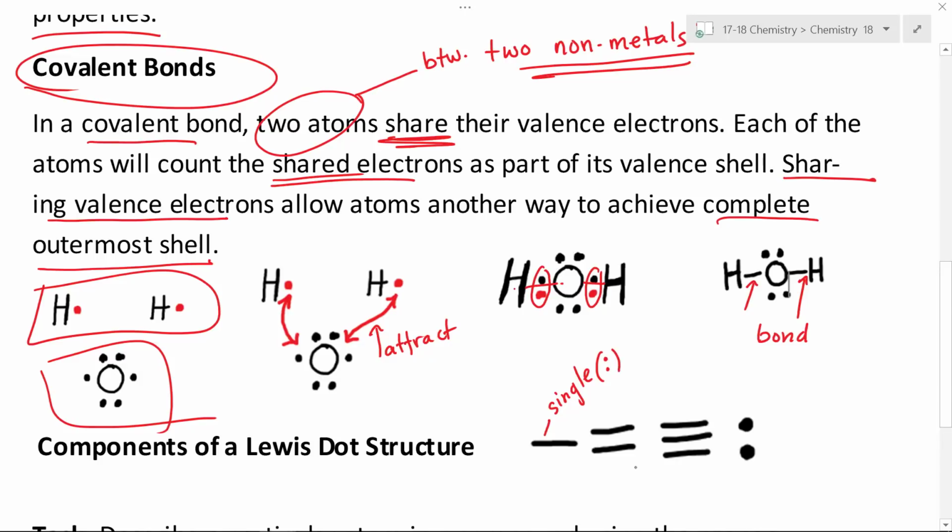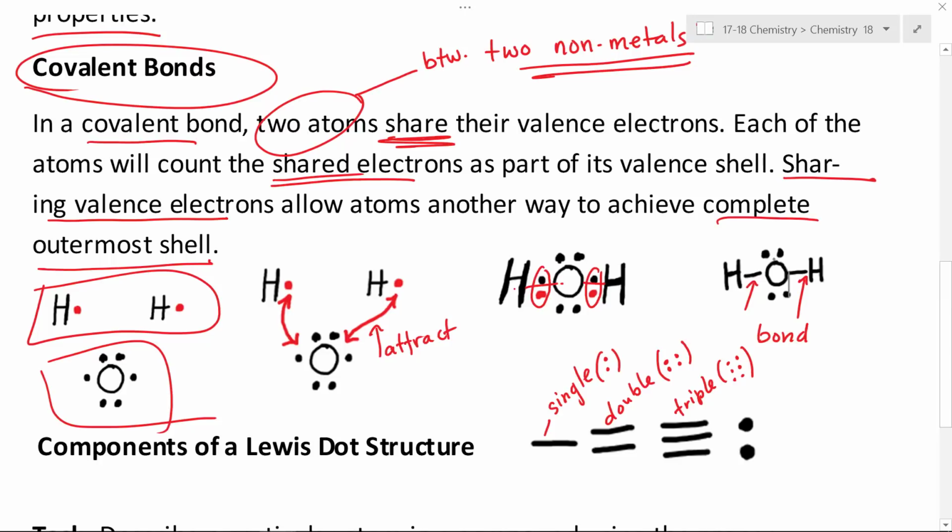What about 2 lines? What is going to represent 2? Of course it's going to be double. And double tells you how many pairs? 2. So there are going to be 2 pairs of electrons. And then we have triple. Well, you couldn't get easier than that, right? Triple electron. 1, 2, and another one. Of course, triple, 3 pairs of electrons.